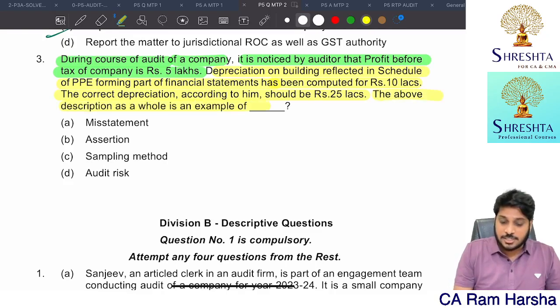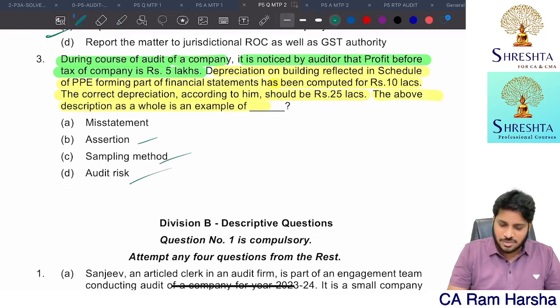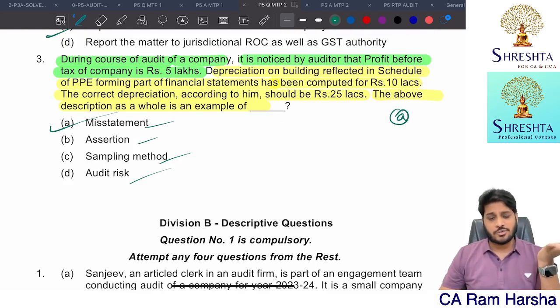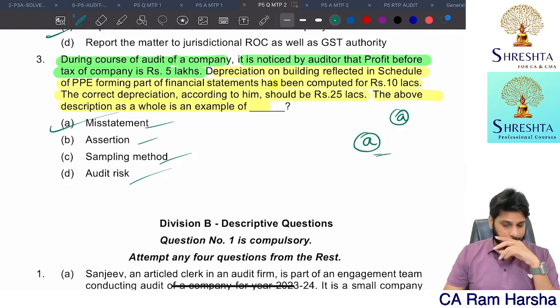The above description as a whole is an example of a misstatement. As per the auditor, depreciation is 25 lakhs, whereas the company recorded only 10 lakhs. So it is a misstatement according to the auditor. So the answer is that.